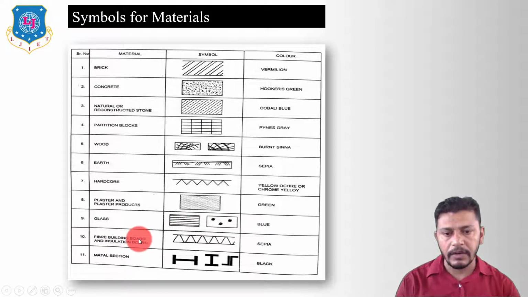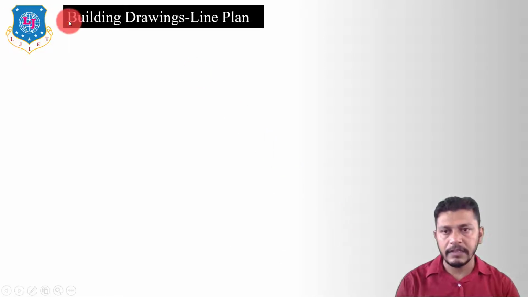Fiber building board, that means if the board is a fiber or an insulated board, then the symbol will be like this, and the color will be sepia. Material section, if the cross section of the material is an I section, horizontal I section, vertical I section, or Z section, we will show the symbol of that particular section like this, and the color will be black. So these are the symbols for the materials. Now let us discuss the building drawing's line plan.